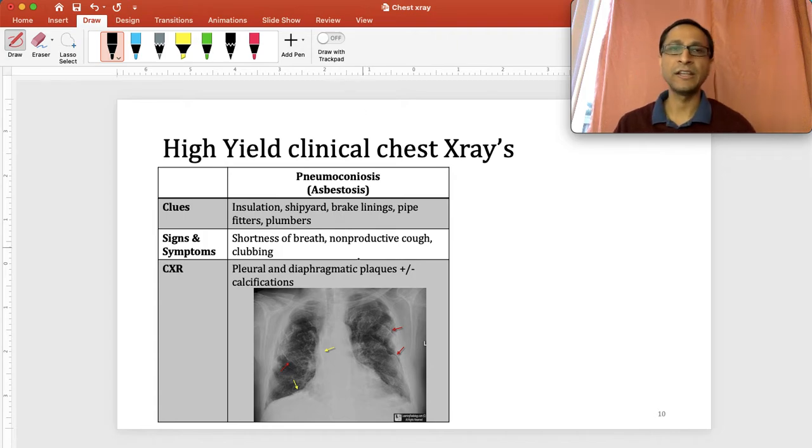In terms of chest X-ray, this is probably the only condition that the boards test on which has pleural and diaphragmatic plaques and even calcifications, right? Very, very important finding. So here is where you can see those plaques. Anything white is usually bone or calcium or calcifications, and these are what you can see here. Diaphragmatic calcification would be right here, and here are the pleural calcifications.